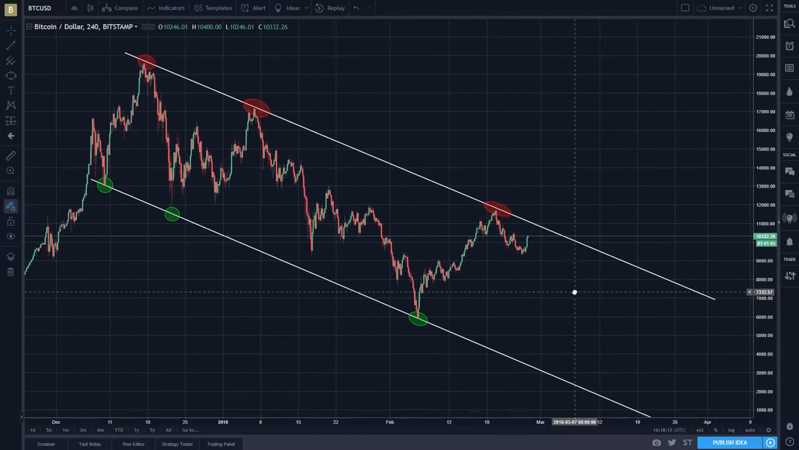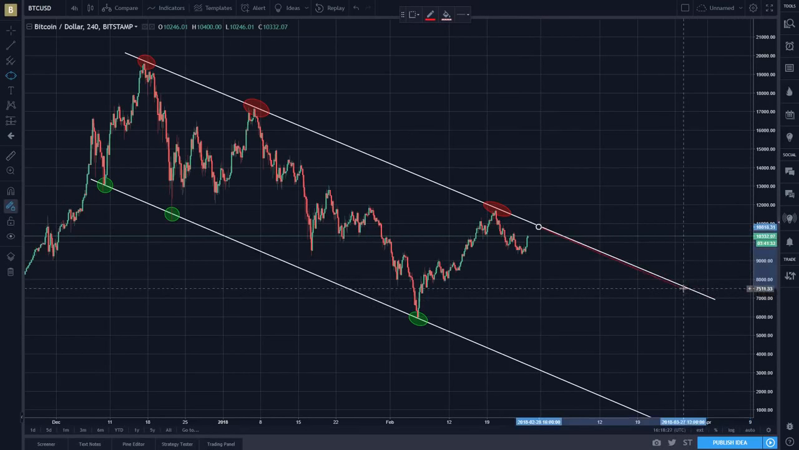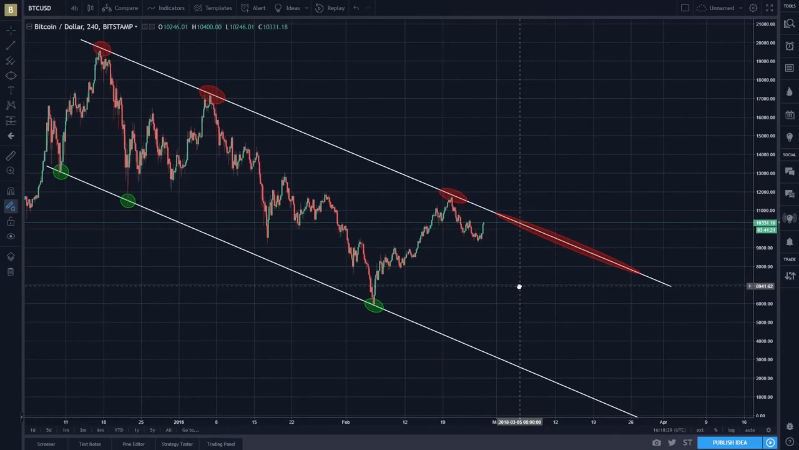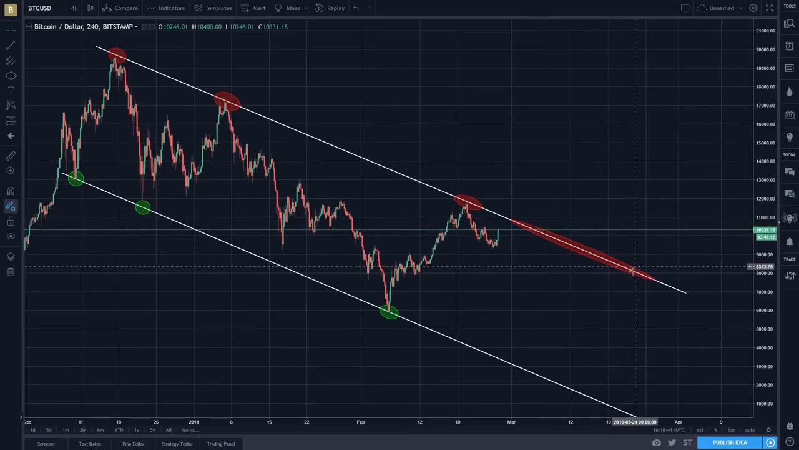Now, in order to break out of this downtrend, we would have to break out of what is called a reversal zone. A reversal zone would be in here. So let me just draw that out for you. There is our reversal zone. So we'd have to break out above this.